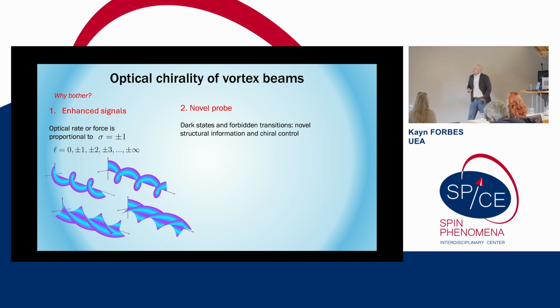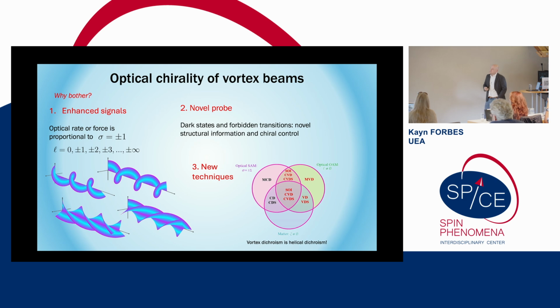Number 2 is that these beams have really structured fields, as we've seen, okay? Really complicated structured fields, and that will drive things like quadrupoles and higher order transitions a lot stronger. So you can probe dark states and forbidden transitions and get a lot more information from those, which are usually hard to detect with a simple Gaussian beam. And number 3, it just offers up a new technique.